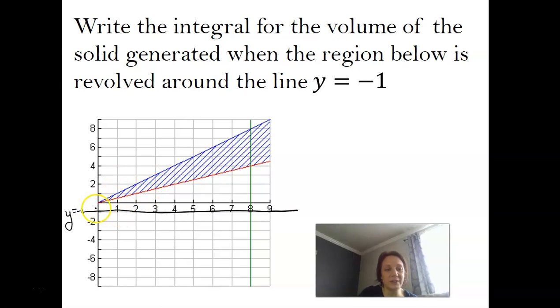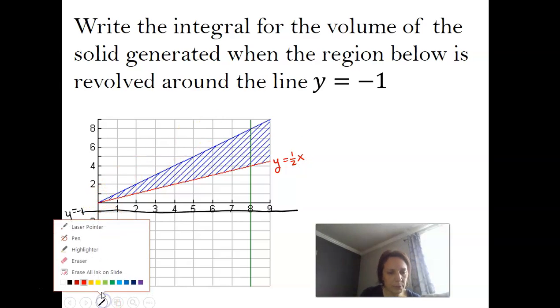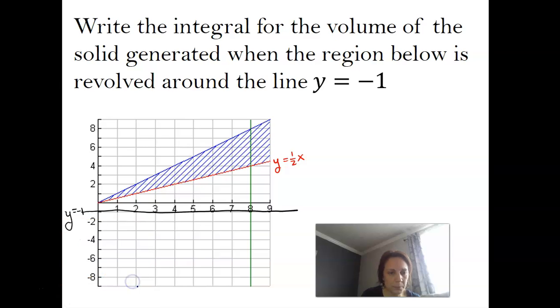The next thing I'm going to do is identify what these functions are. They didn't give it to us, but they're just lines, so we should be able to figure it out. This looks like it has a slope of 1/2, so this looks like it's y equals 1/2 x, starting at 0. And the blue one looks like it has a slope of 1, so it looks like this one is just y equals x, no? Yep, pretty nice.